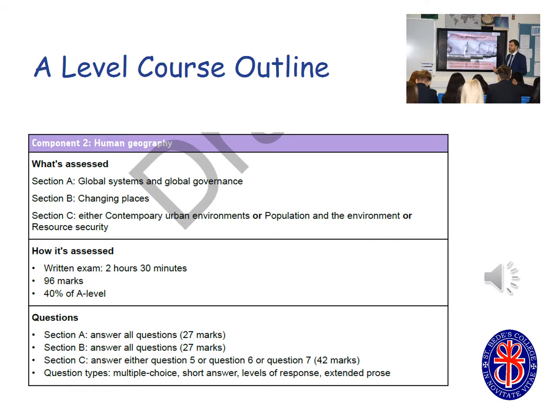The next 40% of the course comes from the human elements. Similarly to the physical section, this is also a 2.5 hour exam and is worth 40% of the whole A-level. It's split into three topics of global governance, changing places and changing urban environments.